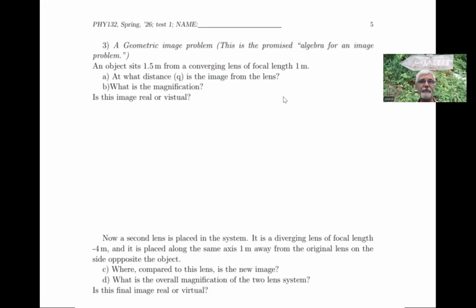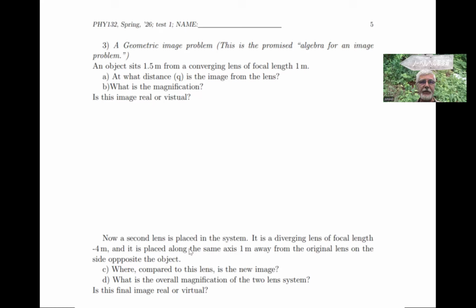It starts out completely basic. You've got a converging lens, given focal length, an object a given distance from it. I ask what distance the image is from the lens. I ask the magnification. I ask if the image is real or virtual. Should be very straightforward, and I think was for most people. But here's where it gets weird.